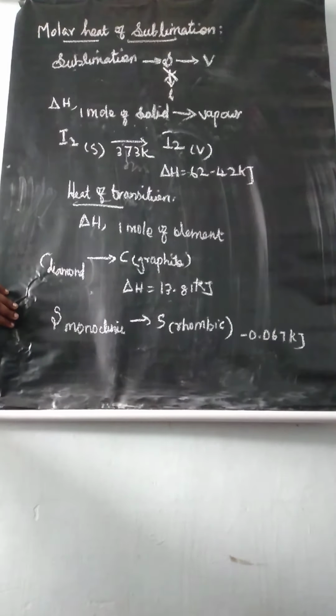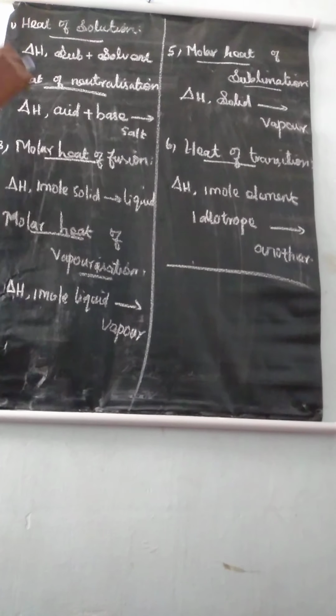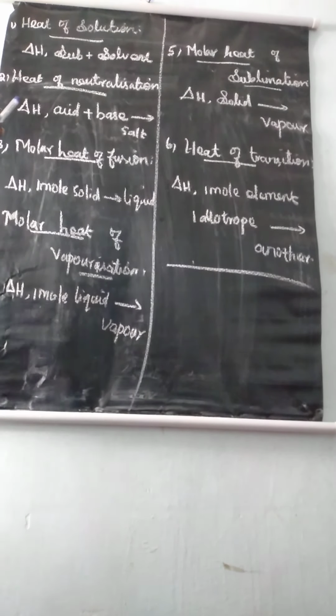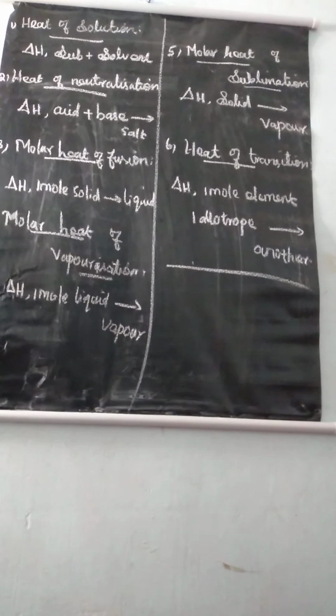What are the definitions we learned? First definition, heat of solution. What is meant by heat of solution? Heat of solution means the change in enthalpy delta H when a solid substance is completely dissolved in a particular solvent. Then the second definition, heat of neutralization. Heat of neutralization means the change in enthalpy when 1 gram equivalent of acid is neutralized by 1 gram equivalent of base.